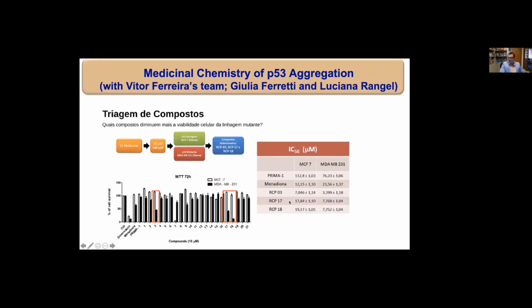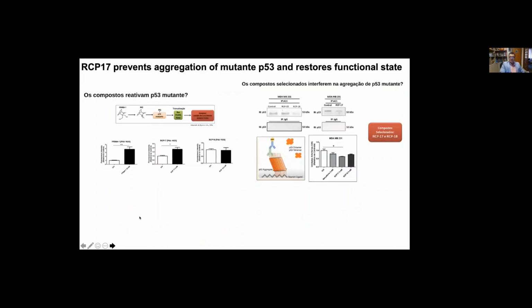We are looking for other molecules, and Julia has advanced quite well. She found, for example, this RCP17, which can inhibit aggregation at a concentration about 10-fold lower when compared with Prima-1.